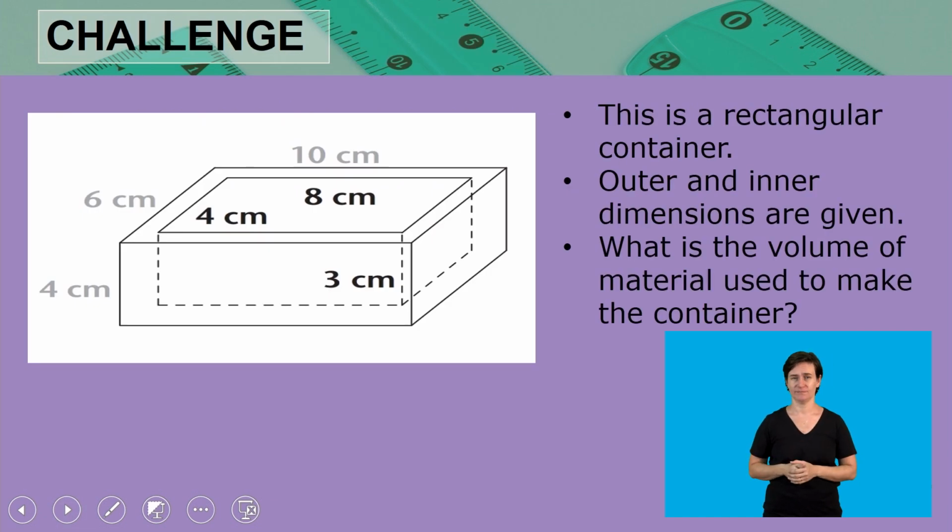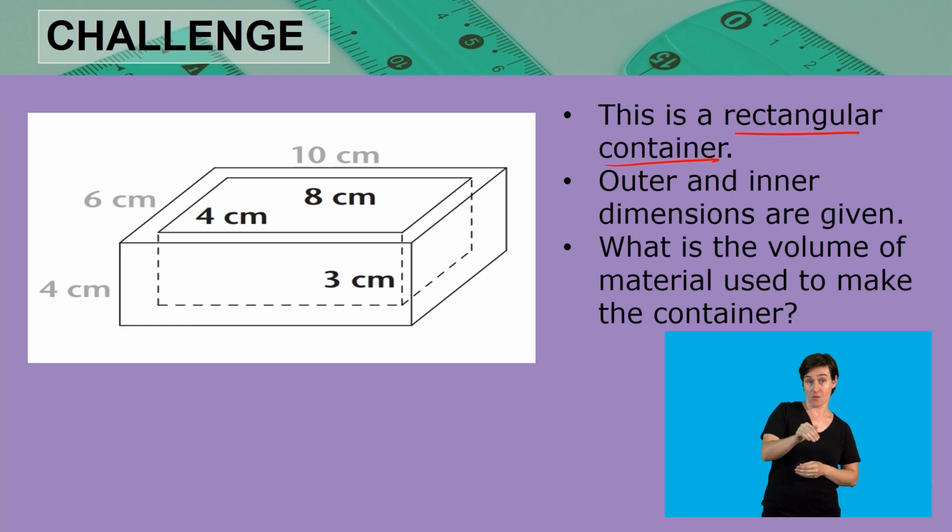So in this challenge, we have been given a rectangular container. Now, the outer and the inner dimensions are given. As we can see in our figure there, we have been given the outer dimensions, and that is the length of 10 centimeters, the breadth of 6 centimeters, and the height of 4 centimeters. But we've also been given the inner dimensions, which is the length of 8 centimeters, the breadth of 4 centimeters, and the height of 3 centimeters there.